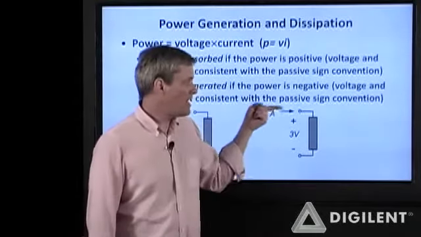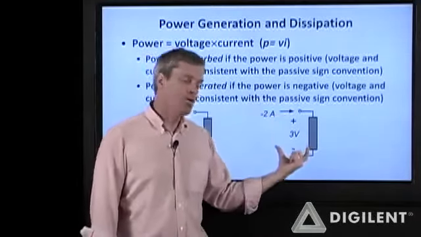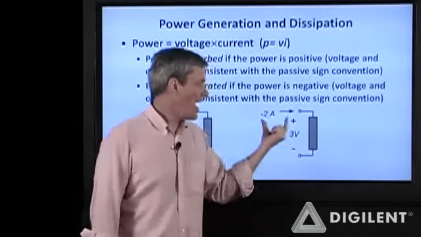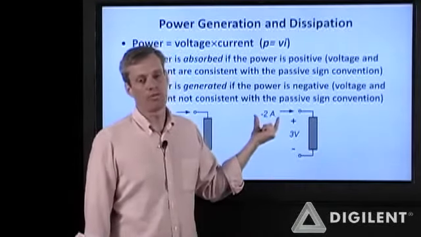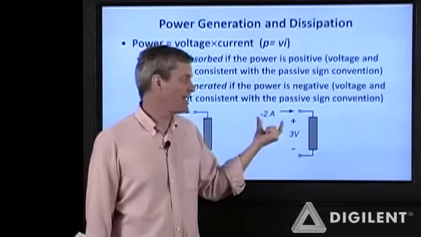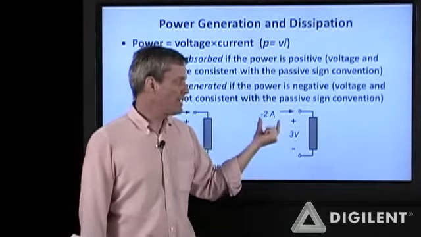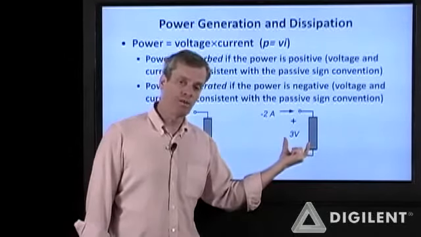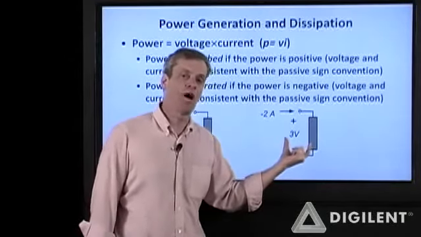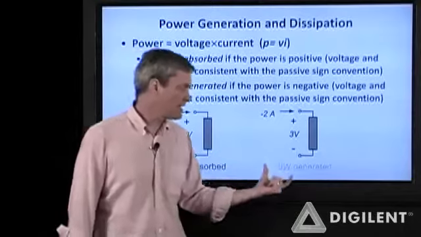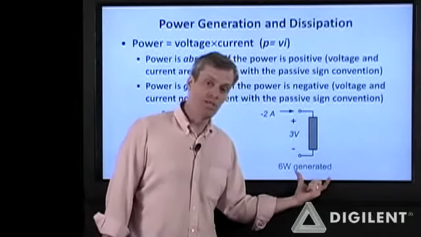Alternately, if I have a negative current going into the positive voltage node, I have an inconsistency with the current sign relative to the passive sign convention. So if I multiply V times I, I have a negative 2 amps times a positive 3 volts, which gives me a negative 6 watts. The negative 6 indicates that power is being generated.